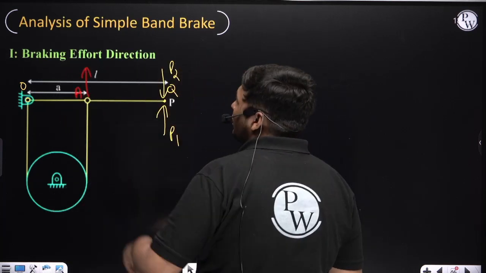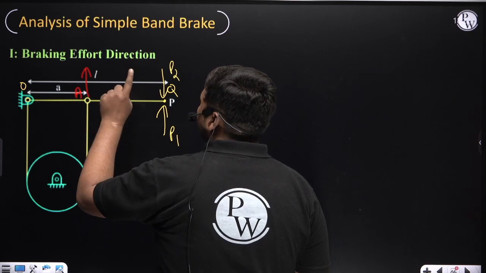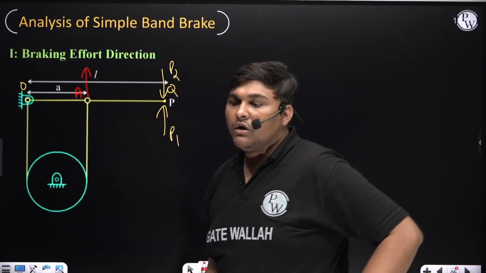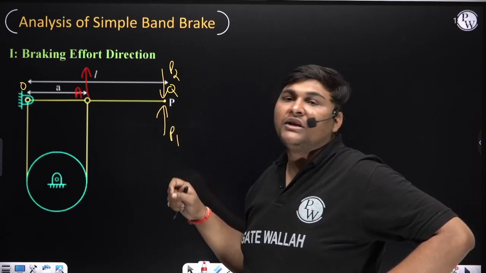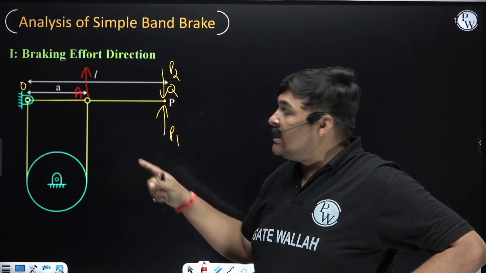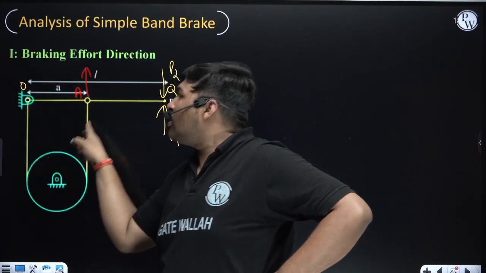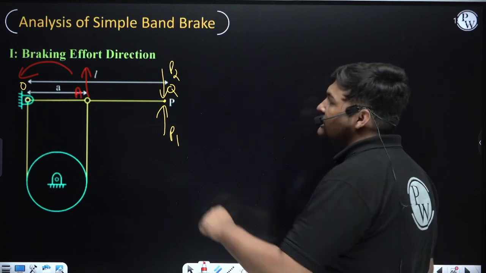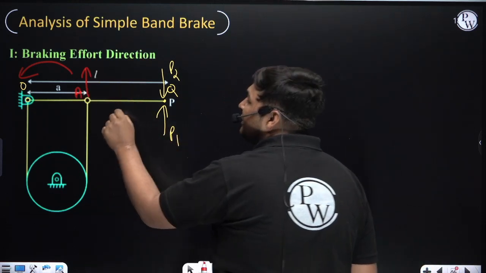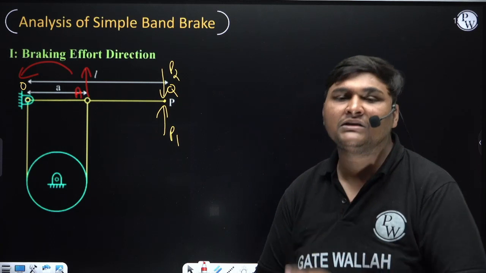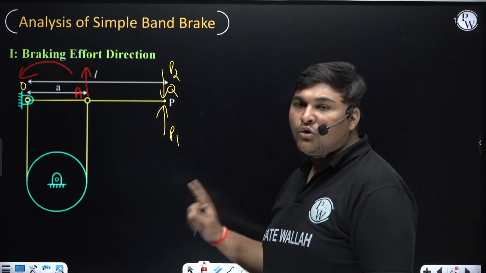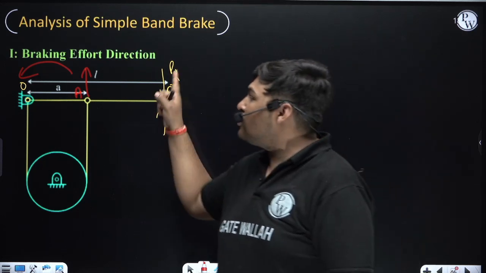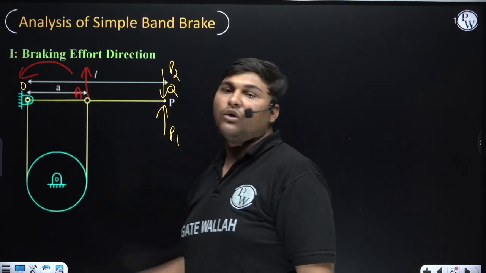Now to ensure that the motion of point A is in upward direction, we need to rotate the lever about fulcrum O in anti-clockwise direction. Because by rotating this lever in anti-clockwise direction, the motion of point A will be upward and it will try to elongate the band, means the band will be in tension. So ultimately the conclusion is, the direction of braking effort should be such that it is trying to rotate the lever about the fulcrum in anti-clockwise direction.